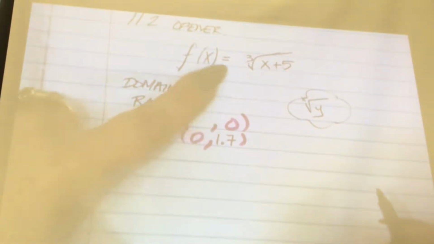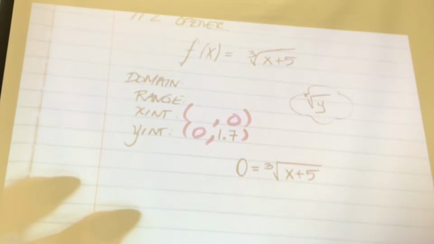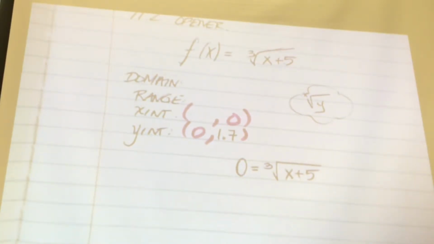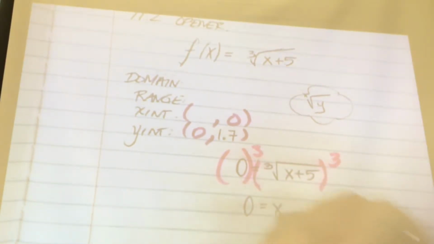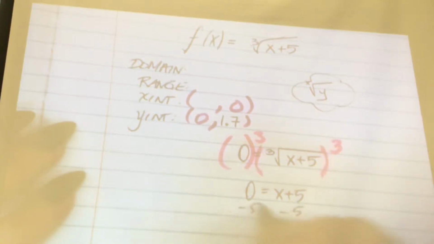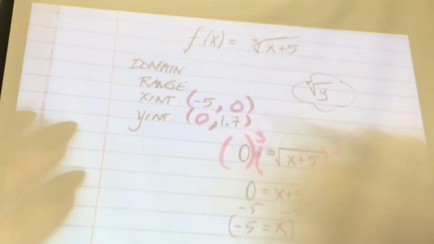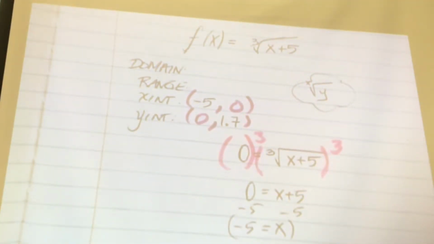Now the x-intercept means that your y is equal to 0. So you're going to do 0 equals the cube root of x plus 5. To solve for x, you're going to cube both sides. You get 0 equals x plus 5, because the cube root cubed gets rid of the cube root. Now we subtract 5 on both sides. So x equals negative 5.